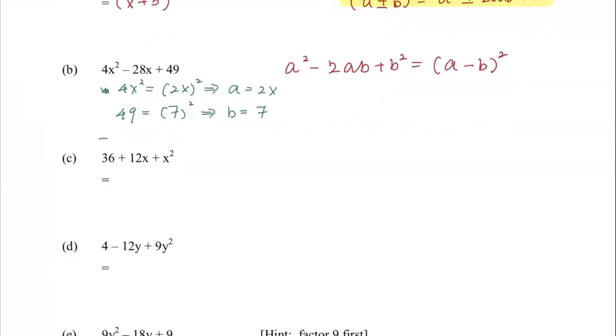We have a is equal to 2x, b is equal to 7. Is minus 2ab equal to minus 28x? Minus 2 times 2x, that's minus 4x. Minus 4x times 7, that's minus 28x.